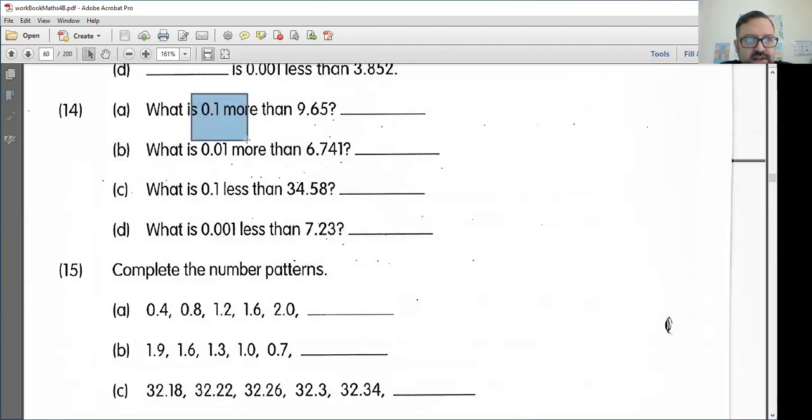What is 1/10 more than 9.65? All right, so I'm going to look at this 6 here, and that is the only thing that's going to change. I should get 9.75. Next, what is 1/100 more, or 0.01 more, than 6.741? I'm underlining this 4 because it's in the hundredths place. This should be 6.751.